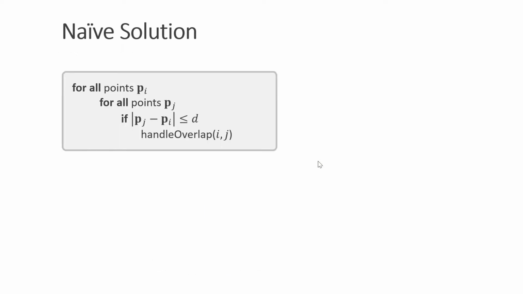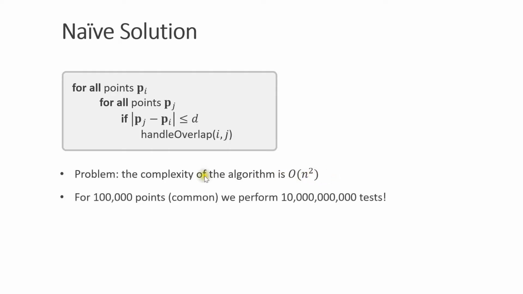Of course, there's a very simple solution to this. We simply iterate through all the points, and then for each point, we again iterate through all the points in a nested loop, and then we check whether the distance between the two points is smaller or equal to d. If so, we handle the overlap between the two particles. The problem with this idea is that the complexity of this algorithm is O of n squared, n being the number of points. This means if we have 100,000 points, which is common, we have to perform 100 billion tests. This is, of course, very expensive.